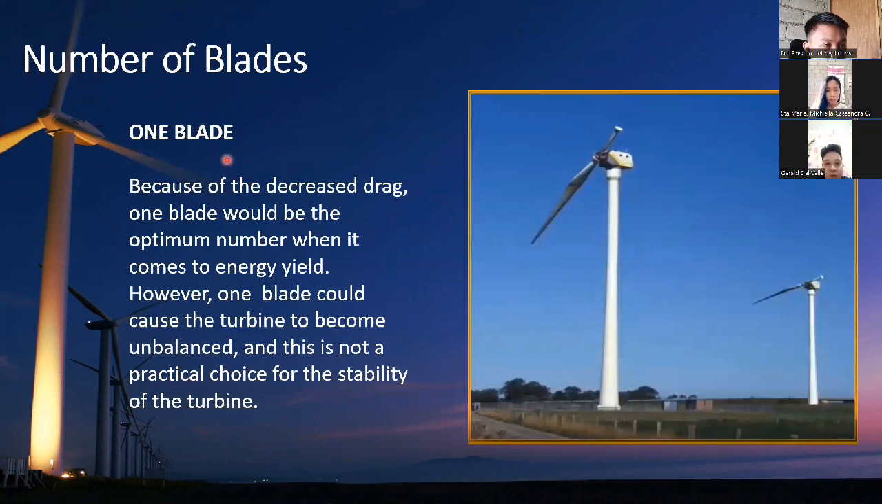So this is the number of blades. One blade: because of the decreased drag, one blade will be the optimum number when it comes to energy yield. However, one blade could cause the turbine to become unbalanced, and this is not a practical choice for the stability of the turbine.